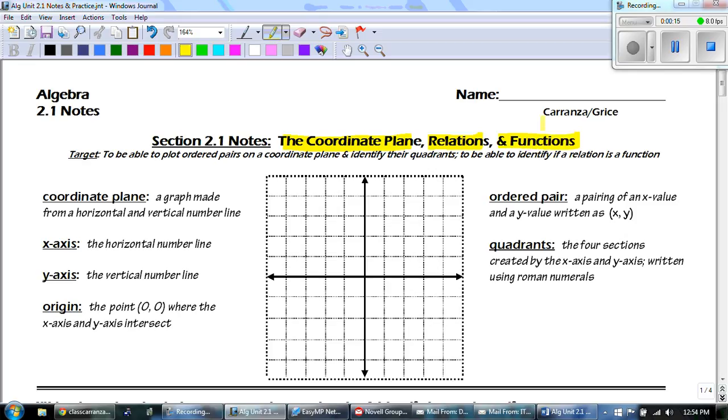Today we are going to be talking about the coordinate plane, relations, and functions. Our learning target today is to be able to plot ordered pairs on a coordinate plane and identify their quadrants, to be able to identify its relation if it is a function or not.